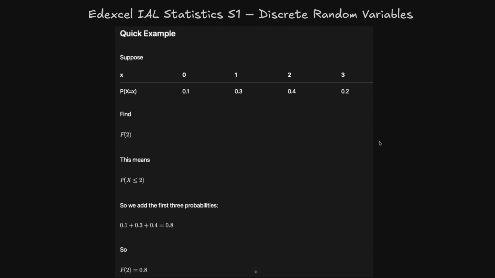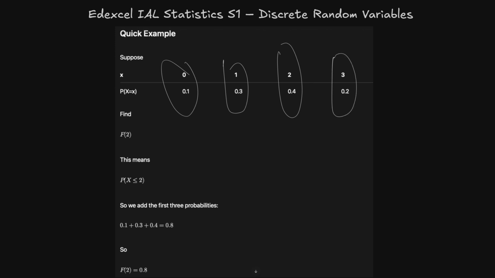So for a quick example, suppose the following table. The probability of X being 0 is 0.1. The probability of X being 1 is 0.3. The probability of X being 2 is 0.4. And the probability of X being 3 is 0.2.